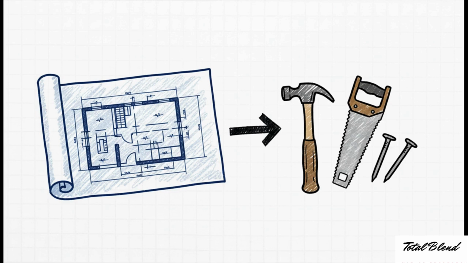Your methods? Those are your hammer, your saw, your nails. They are the actual tools you use to build the house according to the blueprint. You absolutely need both, right? But you would never ever call your hammer a blueprint.